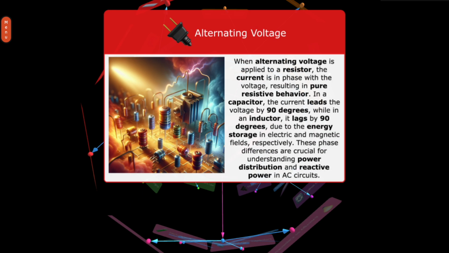When alternating voltage is applied to a resistor, the current is in phase with the voltage, resulting in pure resistive behavior. In a capacitor, the current leads the voltage by 90 degrees, while in an inductor it lags by 90 degrees, due to the energy storage in electric and magnetic fields, respectively. These phase differences are crucial for understanding power distribution and reactive power in AC circuits.